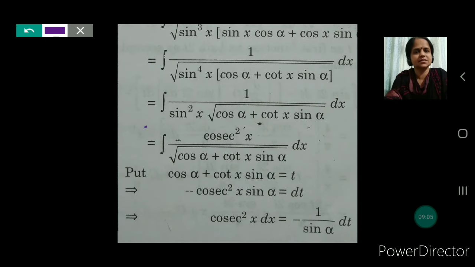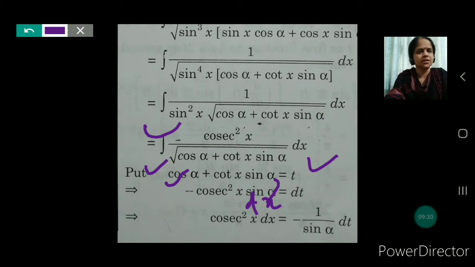And in the next step it is 1 by sine square, that is cosec square x, and in the denominator write the same terms. And now put the denominator term, cos alpha plus cot x sine alpha, as t. So you will get minus cosec square x sine alpha dx. Also student, here it is dx is equal to dt. So cosec square x dx is equal to minus 1 by sine alpha dt.